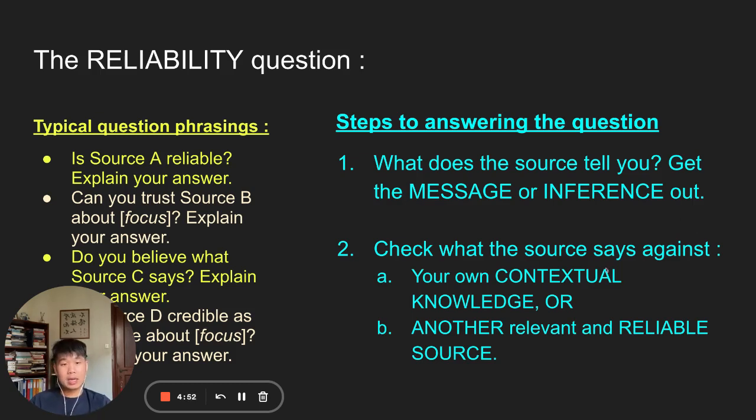If our knowledge or if another source has supported the claims made by the first source, then we would say, yes, the first source is reliable. If our knowledge or if the other source has contradicted and opposed the first source, we say the first source was not reliable.